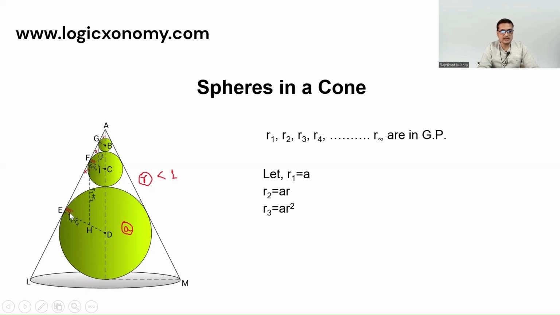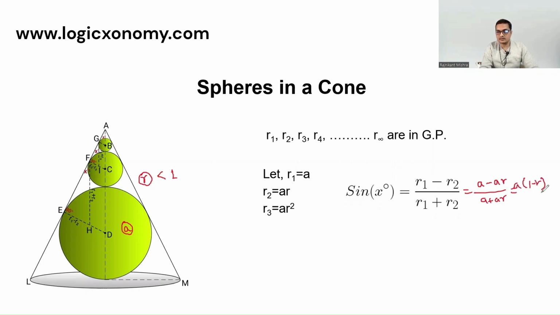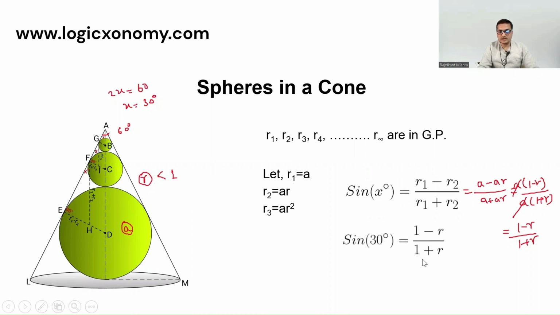As we know, for right angle triangle FEH, sin x is equal to R1 minus R2 by R1 plus R2. Put these values in this formula. A minus AR by A plus AR is equal to A into 1 minus R by A into 1 plus R. A cancelled out. The final result is 1 minus R by 1 plus R. Since according to the question this angle is equal to 60 degrees, 2x is equal to 60, so x is equal to 30 degrees. Put this value here. Sin 30 is equal to 1 minus R by 1 plus R.